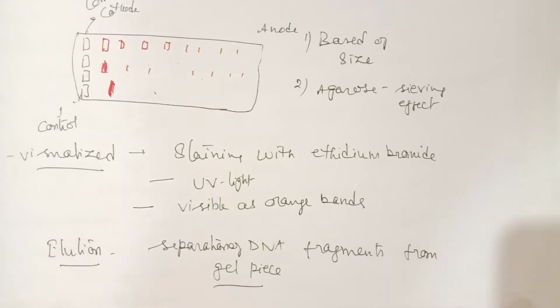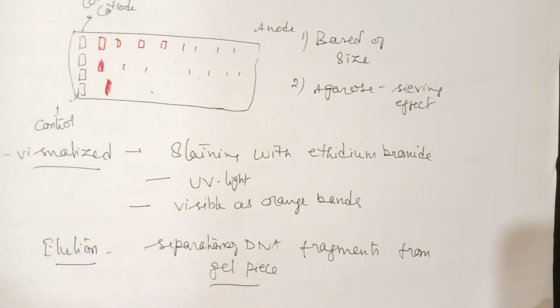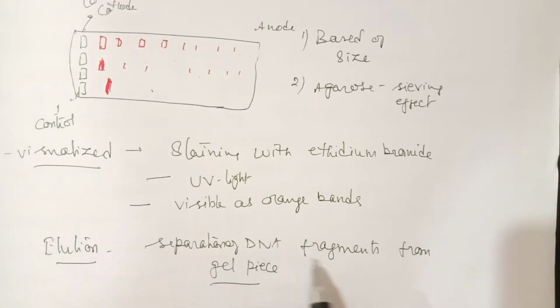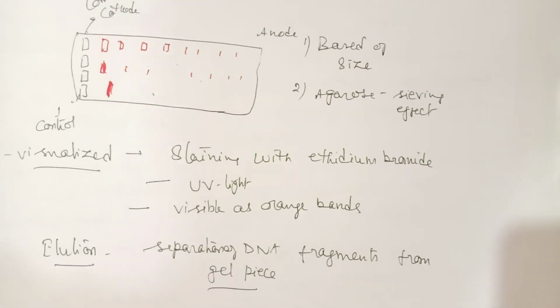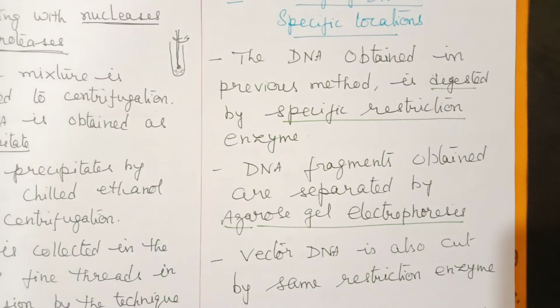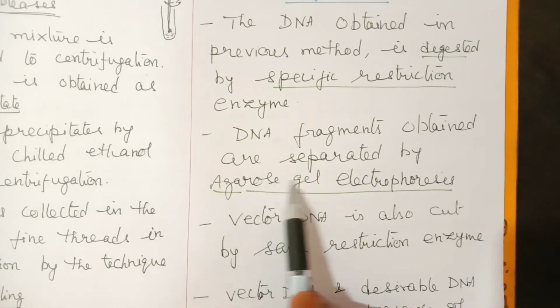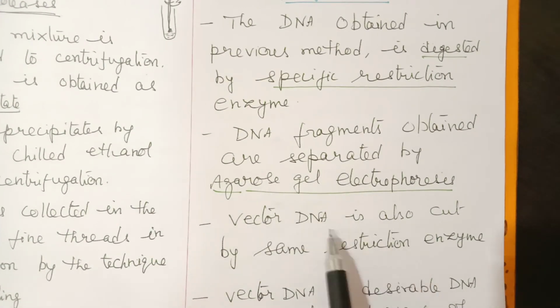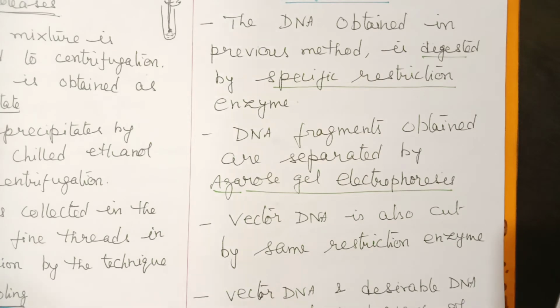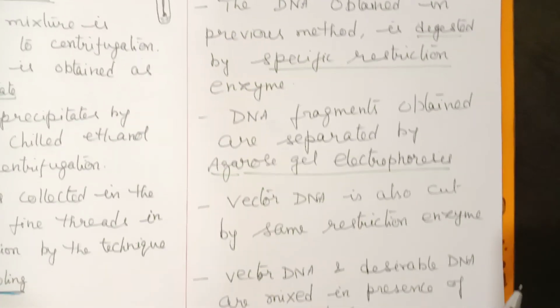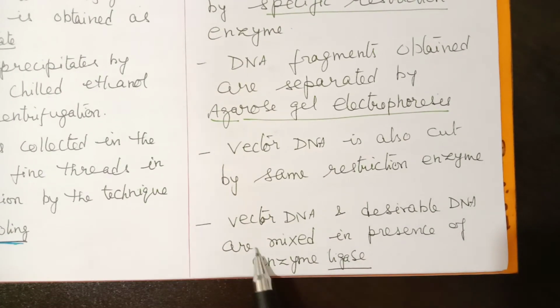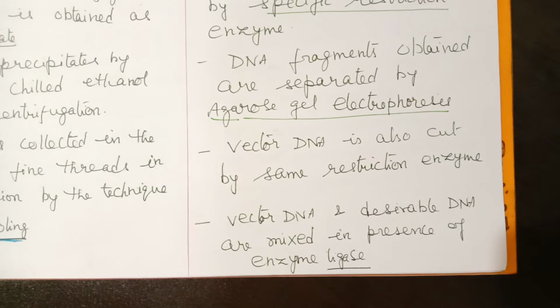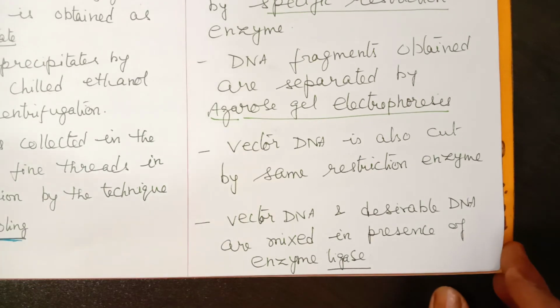So let us say after elution, what do we obtain? We obtain different DNA fragments. Now these DNA fragments which are obtained are inserted into a vector. The vector DNA is also cut by a similar restriction enzyme. And this vector DNA and the desirable DNA are mixed in the presence of the enzyme ligase.